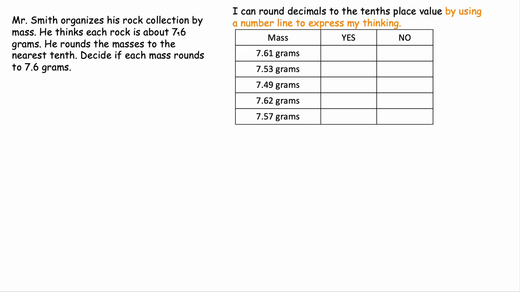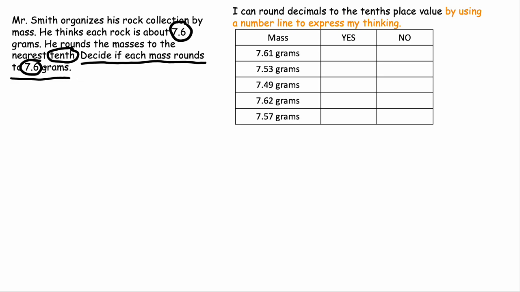All right, let's start off with CUBES. We're going to circle the numbers in our word problem. So we have 7 6/10 twice. We also have, in written form, tenth. And a quick scan, that's it. All right, underlining the question: decide if each mass rounds to 7 6/10 grams.